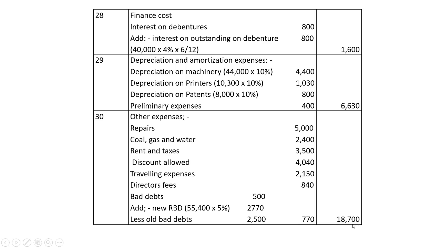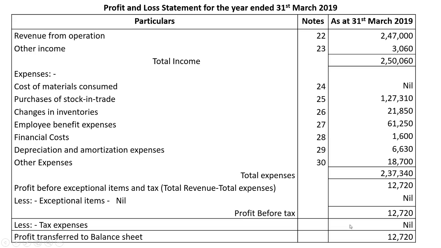So with the help of these notes annexed to profit and loss account, we are going to prepare the profit and loss statement for the year ended 31st March 2019. So here the particulars, notes as of 31st March 2019. Revenue from operations, note number 22, 2,47,000. And other income, note number 23. We already calculated it, note number 23 is 3,060. The total is 2,50,060 rupees, the total income.